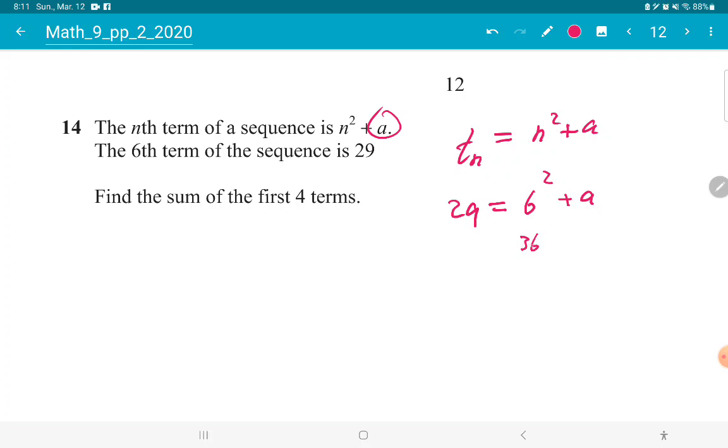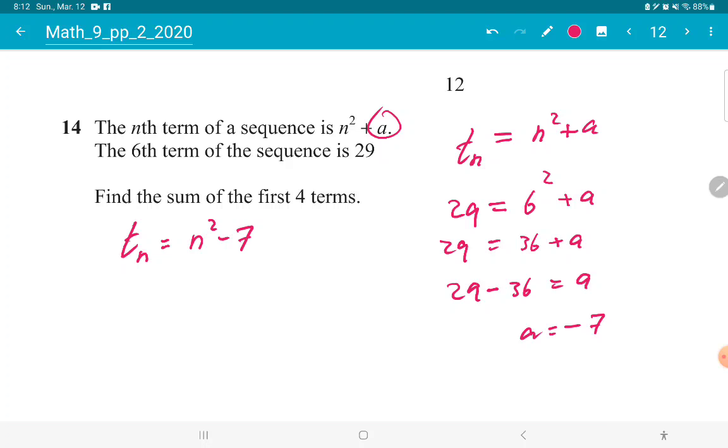So 29 plus a. So 29 minus 36 equals a. So a is minus 7. If a is minus 7, then my formula will be t sub n equals n squared minus 7. If you want to double check, just put 6 in here. Then you'll get 6 squared, 36 minus 7, that's 29. You go back to this.